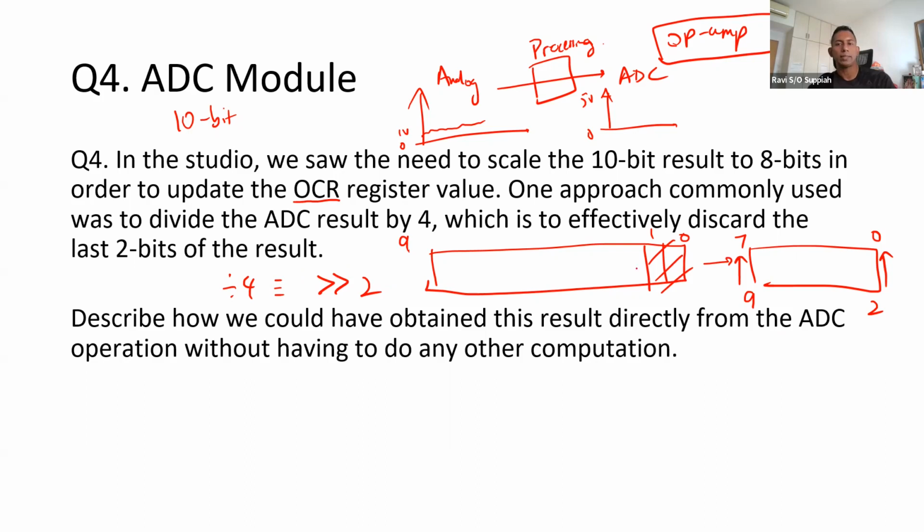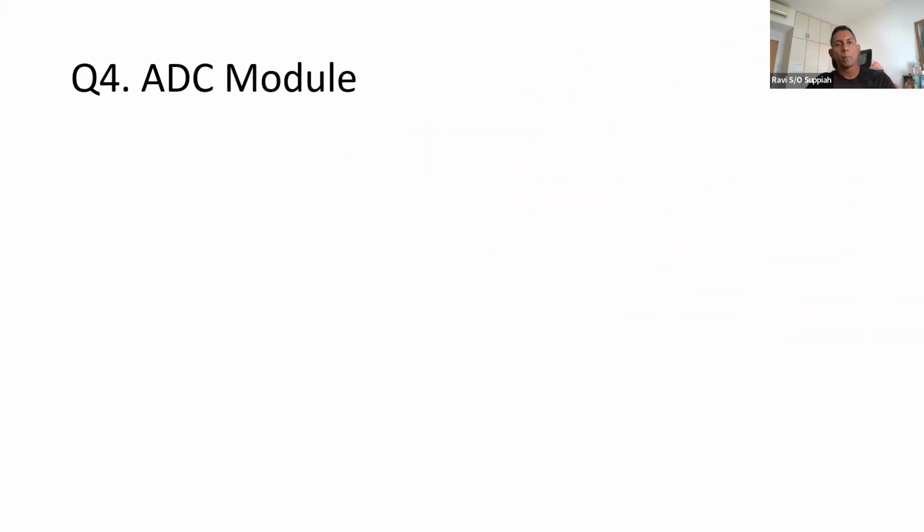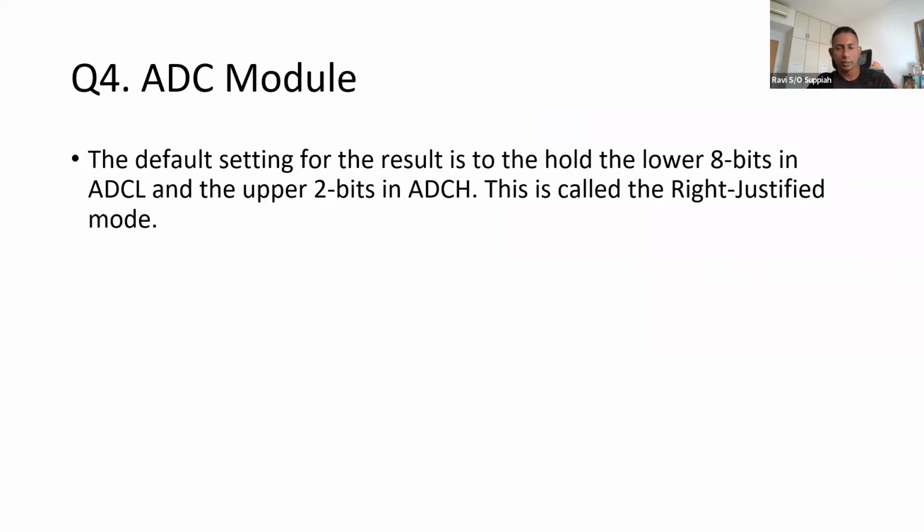Now, that is again something that we can do to scale a 10-bit result down to 8 bits. Okay. Now, what are the other alternatives that we can use to directly obtain an 8-bit result without having to do any other work? One of the things that this controller provides is the ability to decide how the 10 bits are going to be stored.